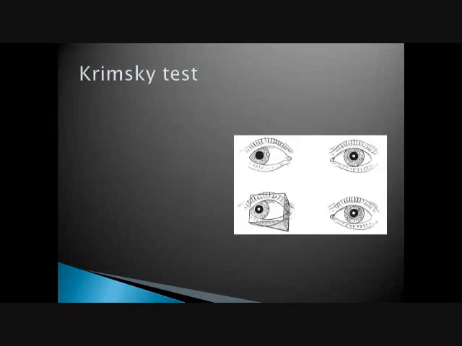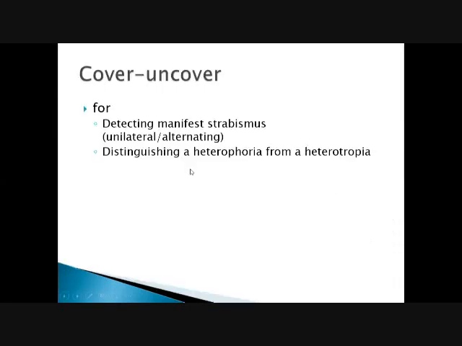In Krimsky's test, we place a prism in front of the deviating eye and, by increasing the amount of the prism, we see whether the light reflex has come to the center of the pupil or not. So the amount of the prism which gives the light reflection a central place in the pupil tells us the amount of the squint, and this is the Krimsky test.